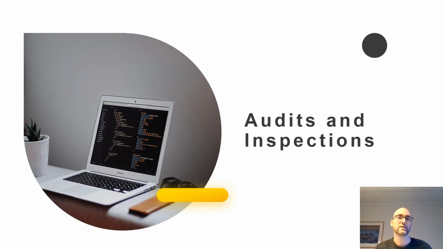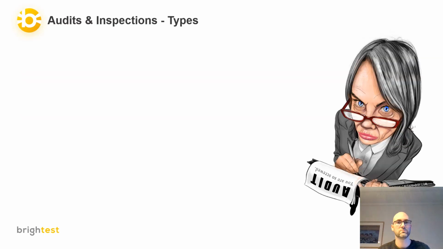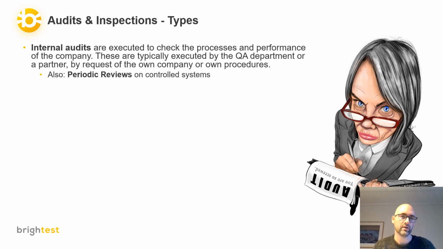For companies in the regulated space, external control is important. So we'll talk about audits and inspections in this section. There are different types of audits and inspections possible. The first and quite important kind of checks are the internal audits.